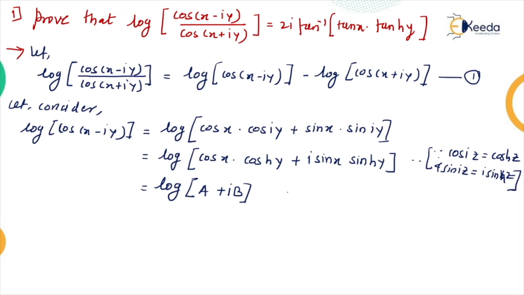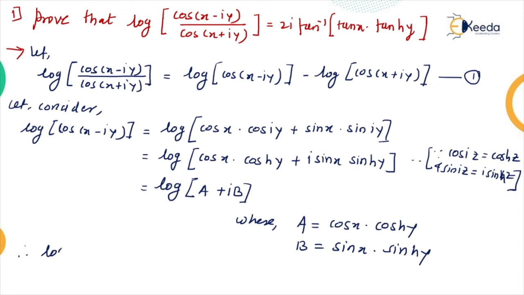I am considering this as log of a plus ib, where a is cos x into cosh y, hyperbolic y, and b is sin x into sinh y, hyperbolic y. Therefore, you know that the principal value here is the log of a complex number, a plus ib.